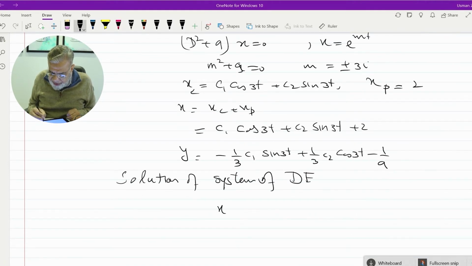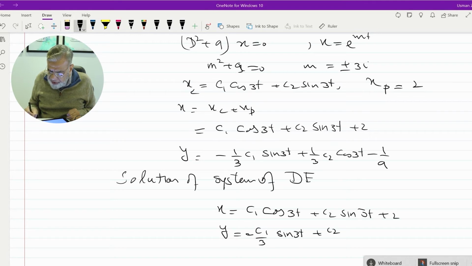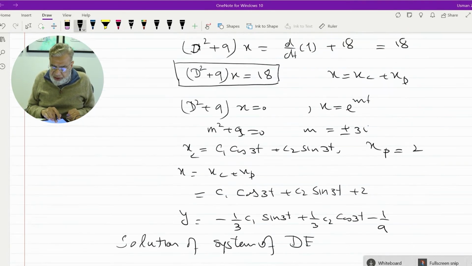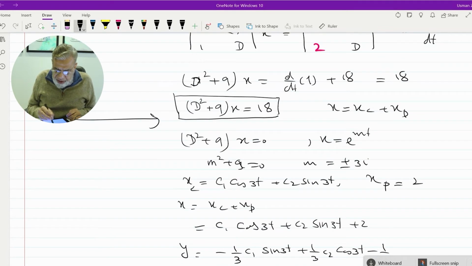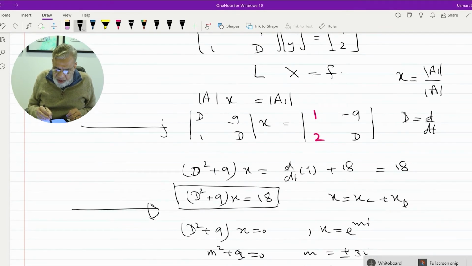So my value of x is equal to c1 cosine 3t plus c2 sine 3t plus 2, and we have y equal to minus c1 over 3 sine 3t plus c2 over 3 cosine 3t minus 1 upon 9. So this gives me the solution of the differential equation. You can see the only thing here is that we get the differential equation by using the Cramer rule. Otherwise they are the same, there is no difference between these two methods. Only the method of how we reach from two equations to one equation and then solve that one.